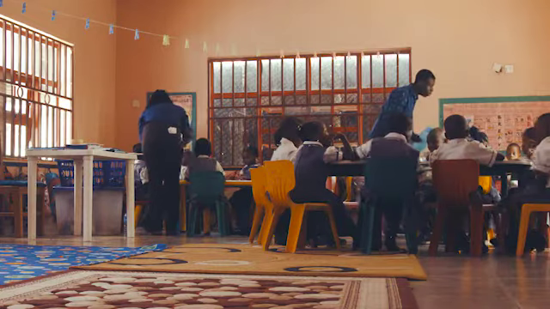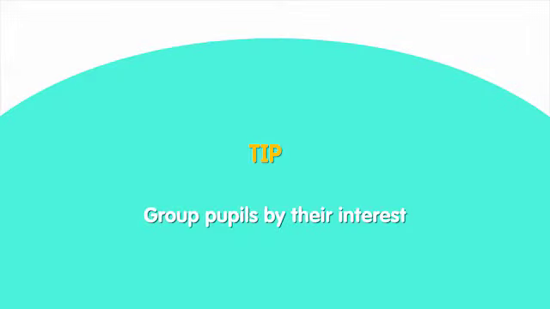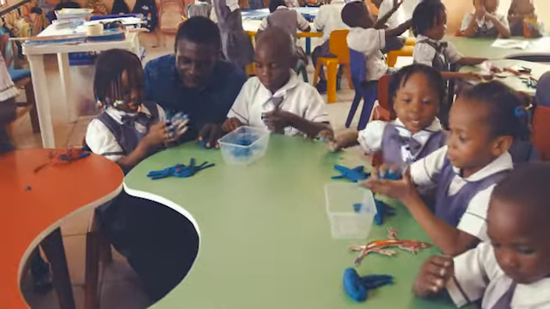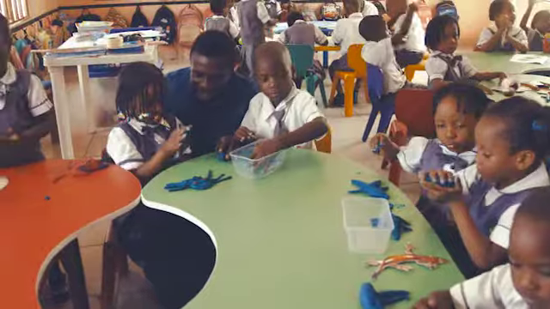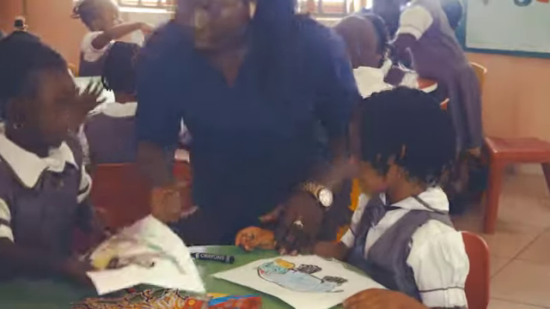Those on this table, you have to color the pictures you have in front of you. When you group pupils by their interest, they can work together while teaching one another. This will give you more time to observe pupils, which makes it easier to address the needs of each child.